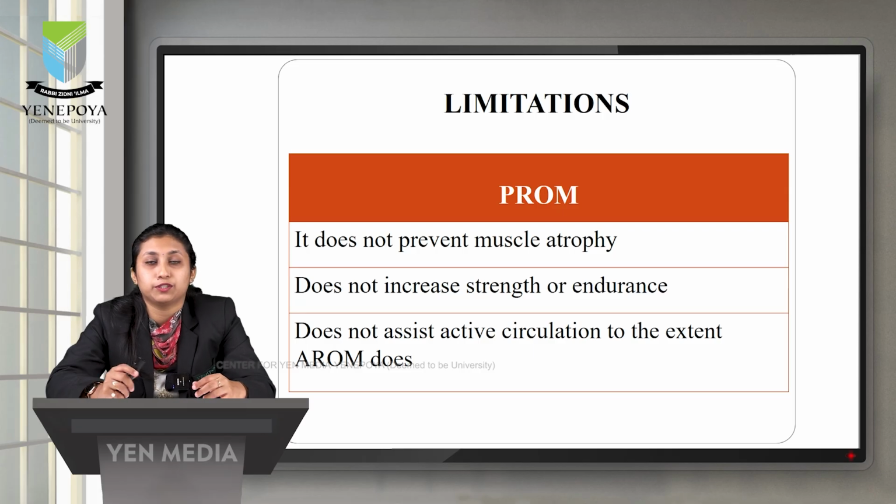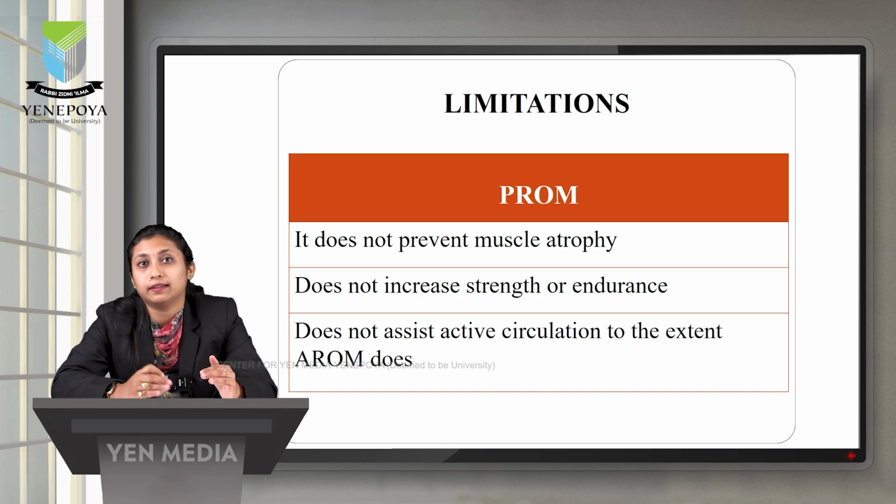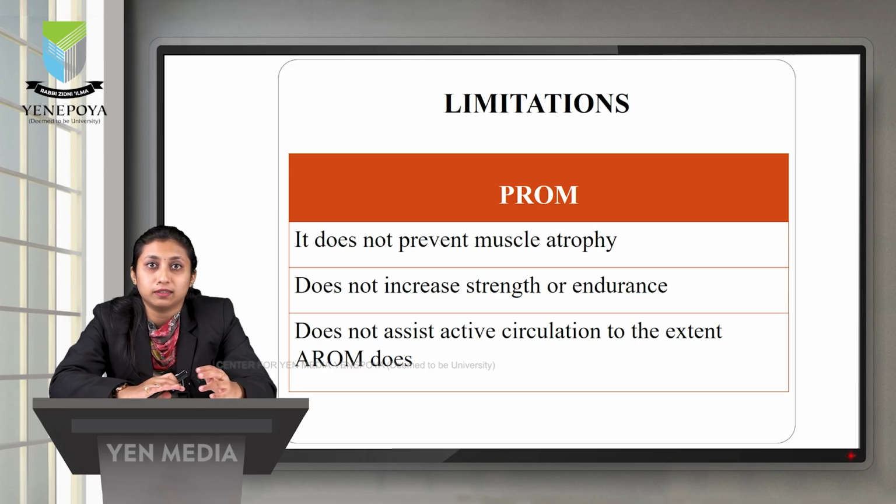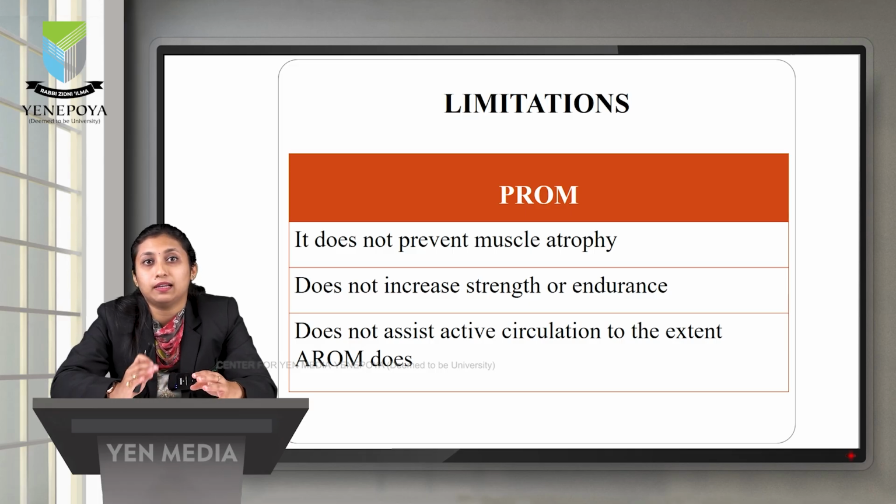Now, limitations of passive range of motion. Irrespective of its benefits, it has some limitations which need to be understood. If you give a range of motion exercise passively, it helps only to increase the range of motion, not in any other means. That is, it does not improve or prevent muscle atrophy, it does not increase the strength, it does not increase the endurance of that particular patient, and it does not assist to the level that active range of motion would. It does not assist active circulation to the extent which active range of motion would do. Passive will only increase the range of motion of that particular joint structure.